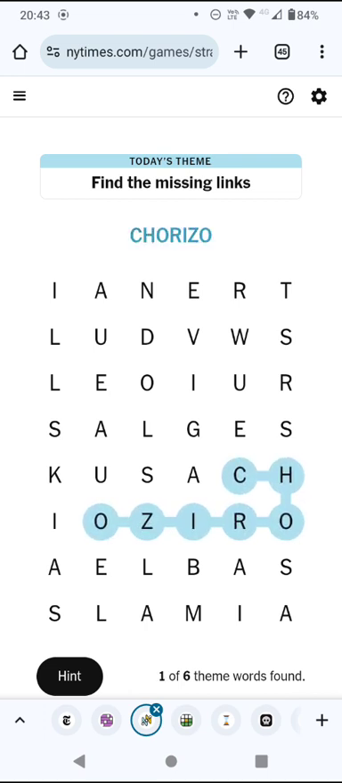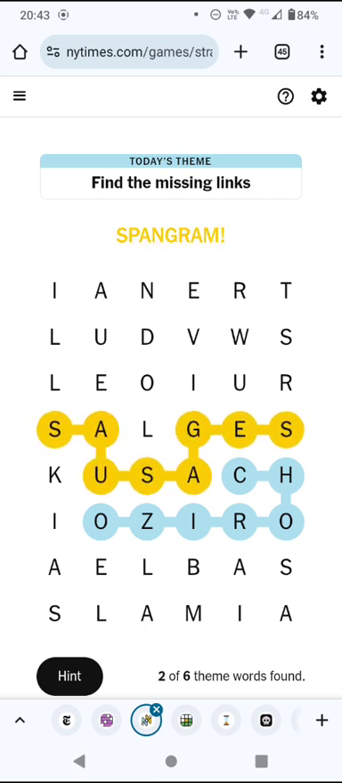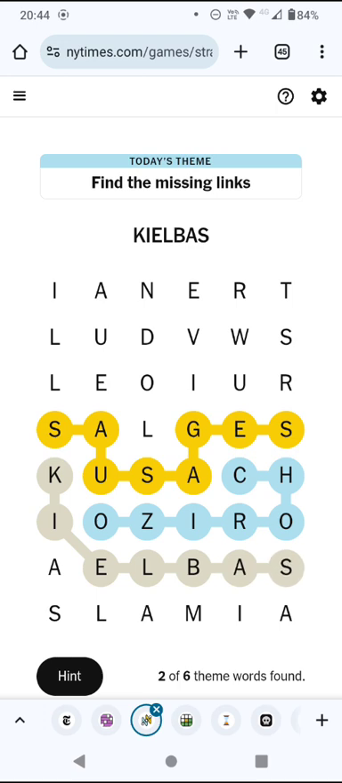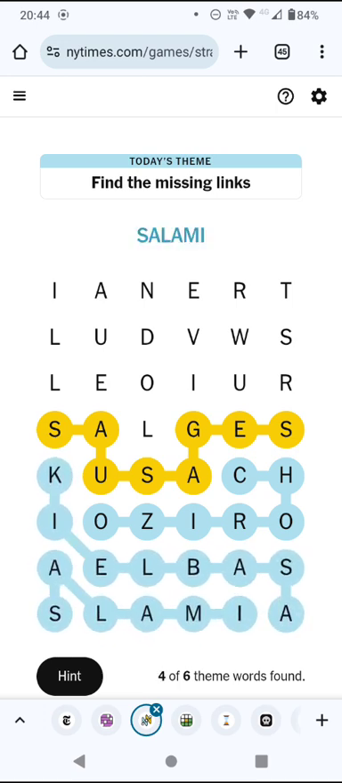Chorizo? Oh, interesting. Sausages. Oh, definitely not my area of expertise. Right, let's see if I'm right about it going quickly once I found some words. Kielbasa and salami. What else are we going to have at the top? We've only got 2 more words to find.